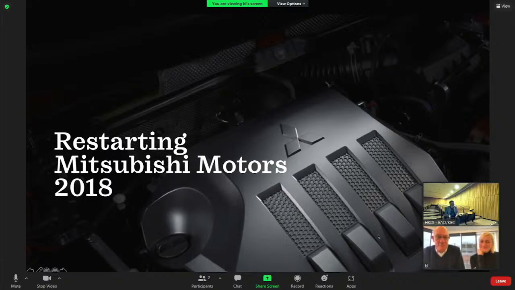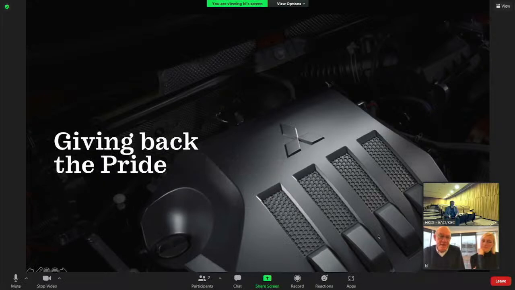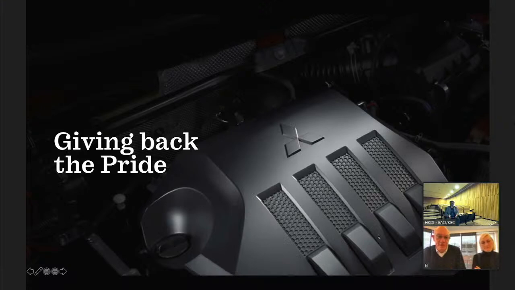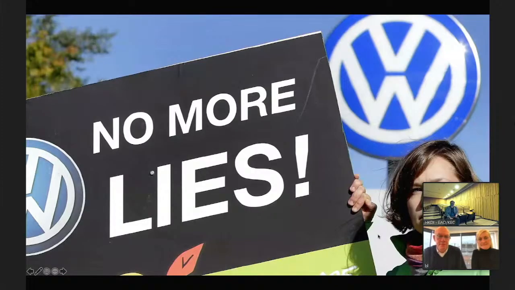But restarting with Mitsubishi Motors, as we call the project, our task was actually to give back the pride of the brand, because Mitsubishi Motors is a very trusted car brand, and has been for many years, producing these very durable four-wheel drive cars, which are able to actually take you anywhere. And they have a very strong legacy and a very strong design legacy in terms of their brand.